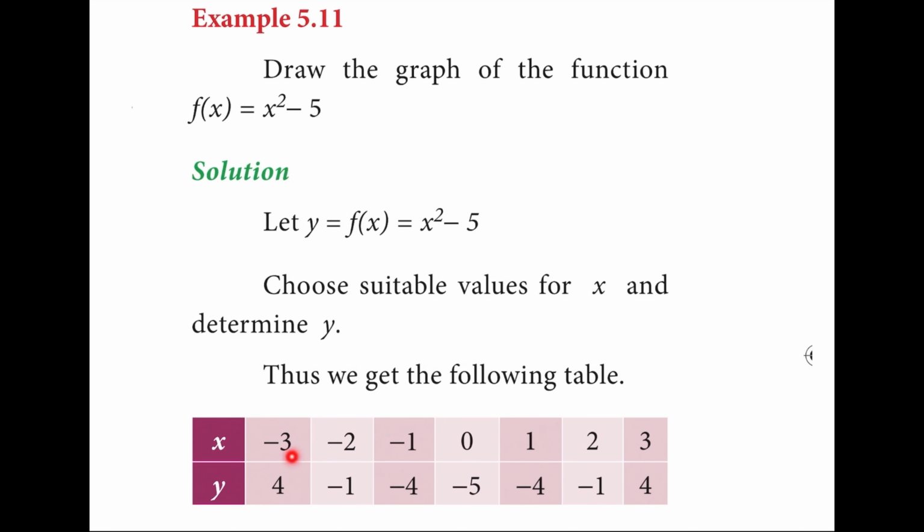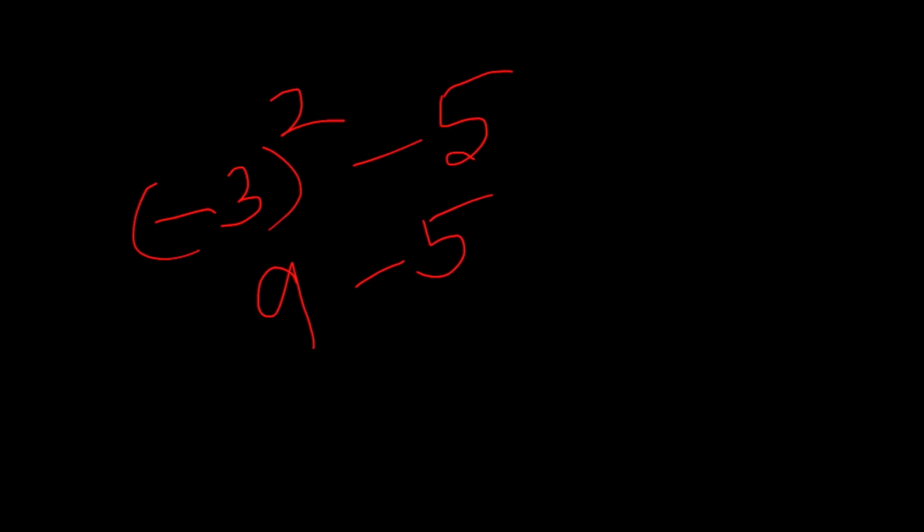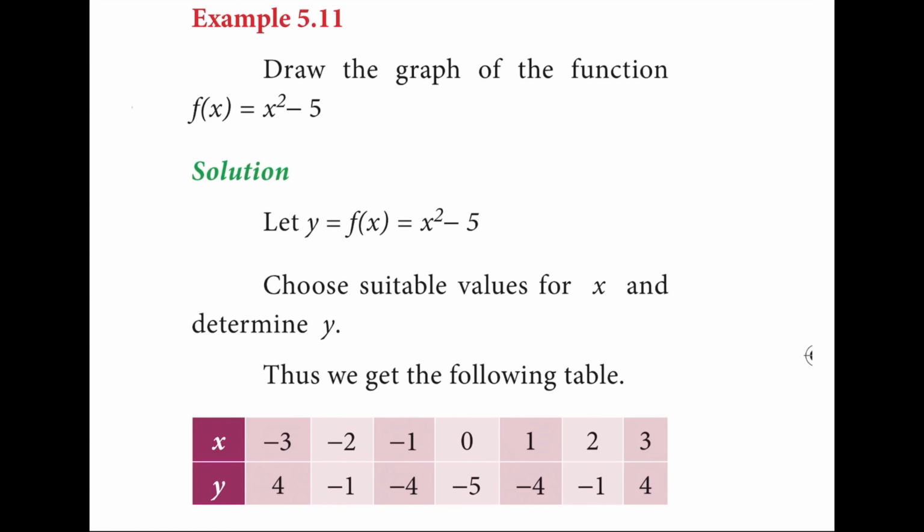If I take minus 3, x square minus 5 is our function. If I substitute minus 3 for x, what will happen? Minus 3 square minus 5. Minus 3 square is 9. So 9 minus 5 and I get 4. So for minus 3 I get 4. Similarly, we have to substitute each and every value for x and you should get the value of y.